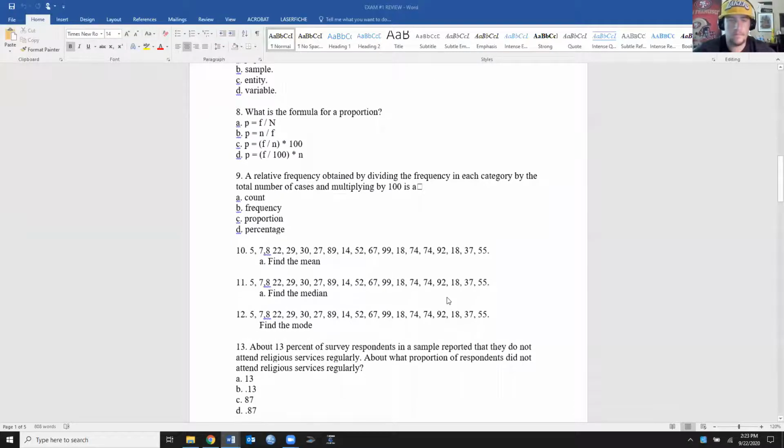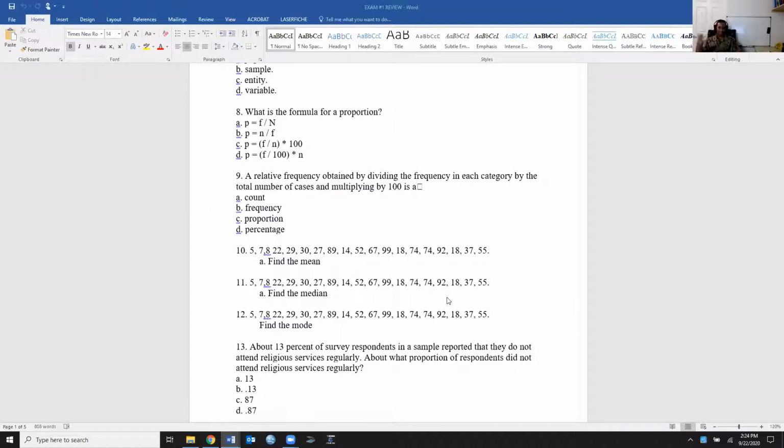Okay, so let's look at number 9. Relative frequency obtained by dividing the frequency in each category by the total number of cases and multiplying by 100 is a what? Percentage. Right, that's another one that's obvious. Okay, so let's take a look at number 10, 11, and 12. And then we need to go about calculating the mean, the median, and the mode.